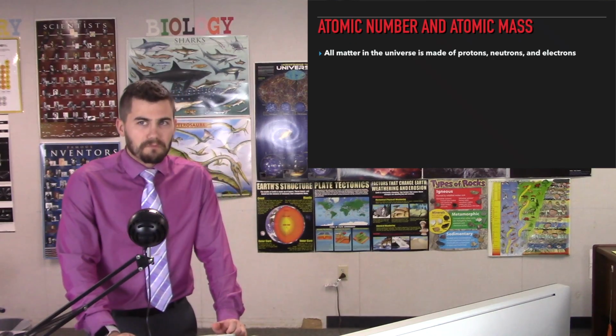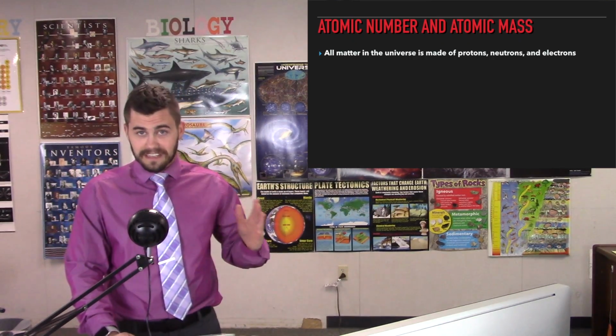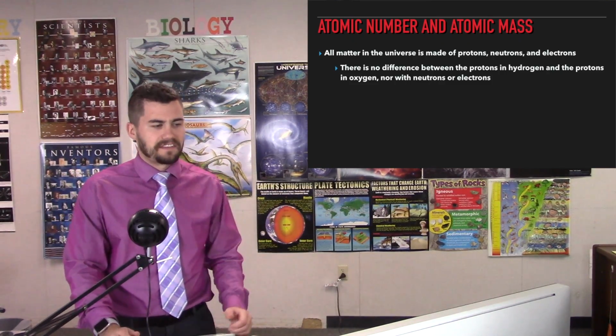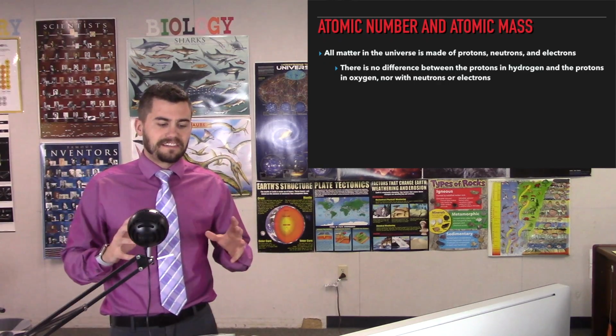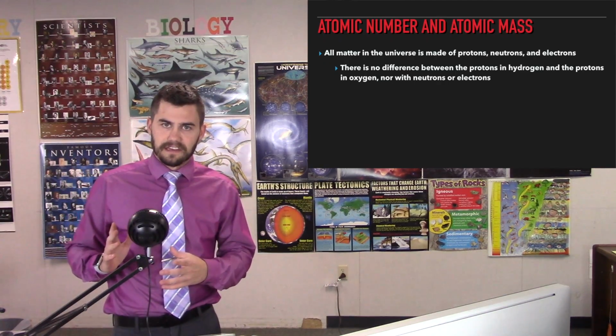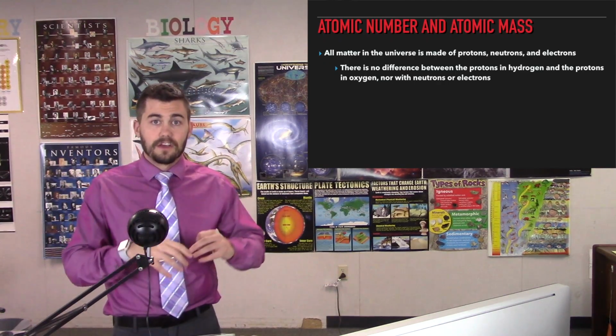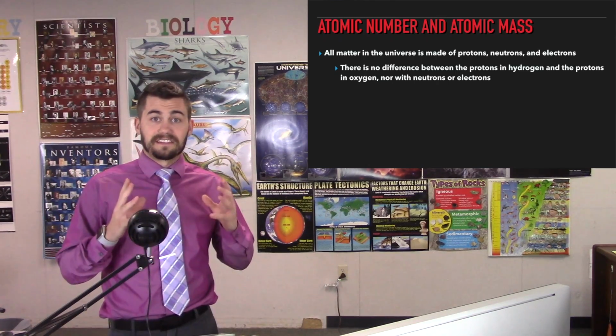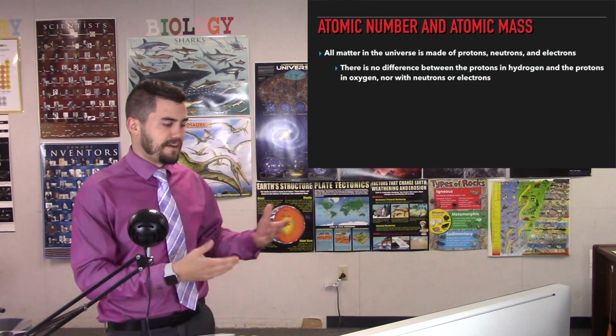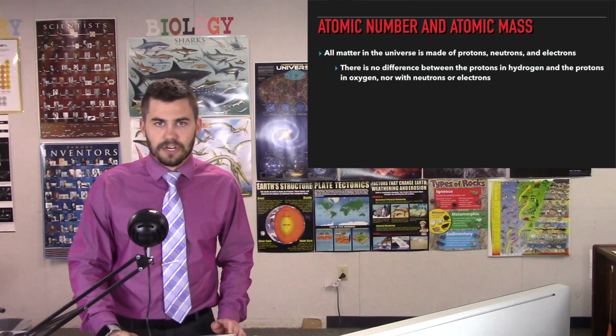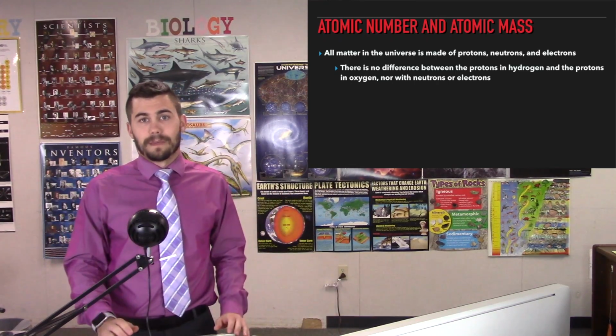So, all matter in the universe is made of protons, neutrons, and electrons, and thanks to J.J. Thomson's experiment first demonstrated this. All electrons are exactly the same. In his case, he found that the mass-to-charge ratio was always identical, no matter what he looked at.